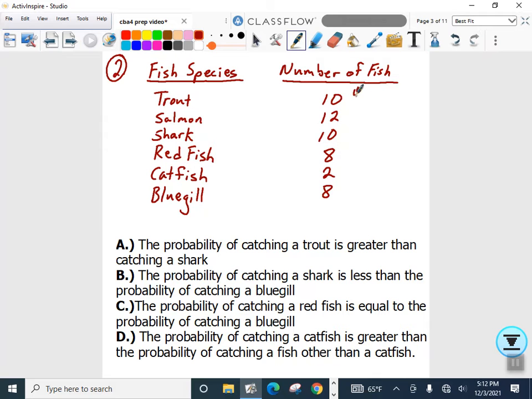So 10 of 50 were trout. 12 of 50 were salmon. Whatever this number here that we actually caught, that's how many out of the total. So we can represent each one of these fish as a probability of what I would catch next if I went to fish in the same places.